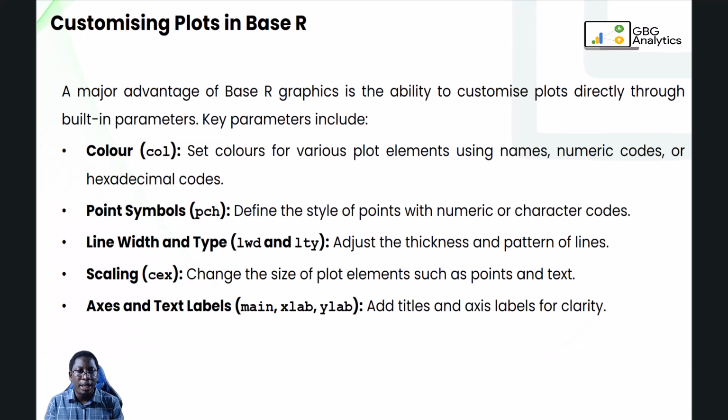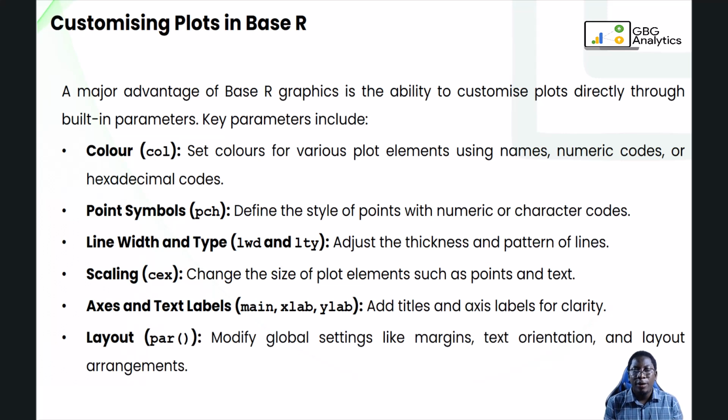We also have main, xlab, and ylab for titles and axis labels. This provides descriptive titles and axis labels, which gives good context for your plots. We also have the par function for margin and layout. This controls overall plot appearance by adjusting margins, text orientation, and layout. For example, dividing the plot area into multiple panels, such as we did by using facet in ggplot2.